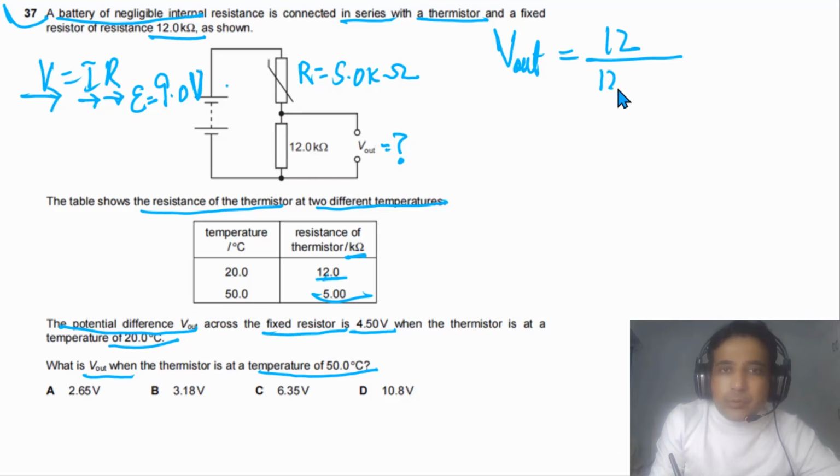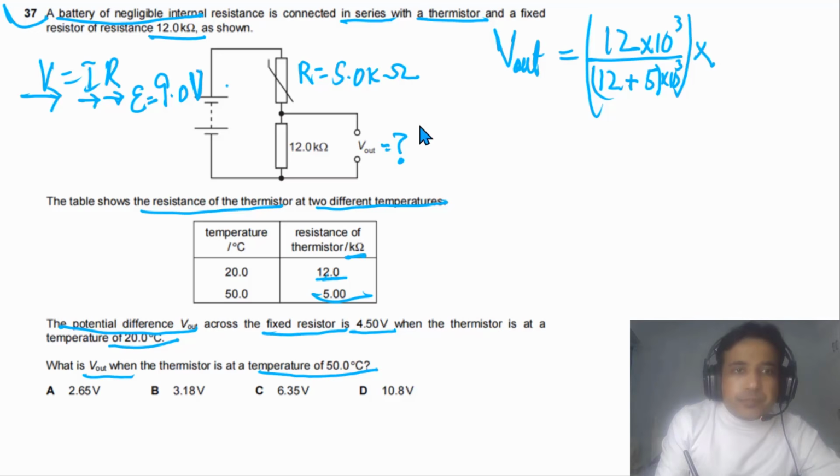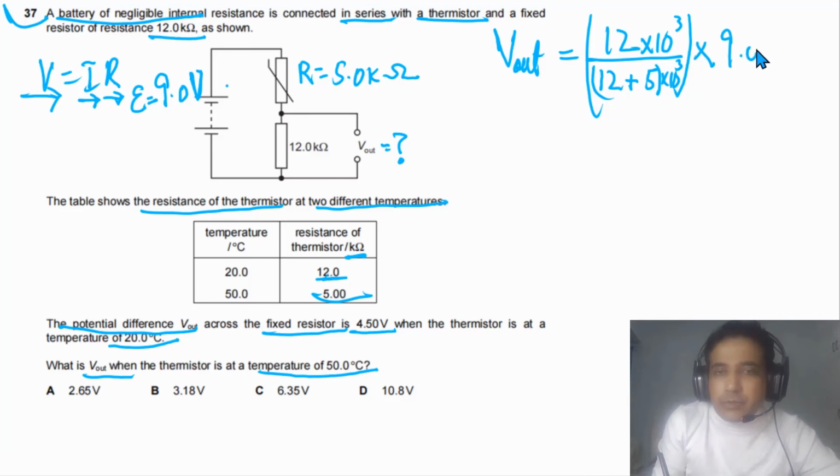Total resistance of the circuit is equal to 12 plus 5 kilo ohms. We don't need to write kilo because that will be cancelled. If you still want to write it for better understanding, you can write 10 to the 3 kilo ohms, multiplied by the EMF of the power supply, which is 9.0 volts. If we simplify this, the multiple will be cancelled, and our final answer will be 6.35 volts.